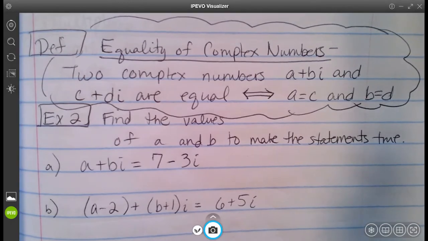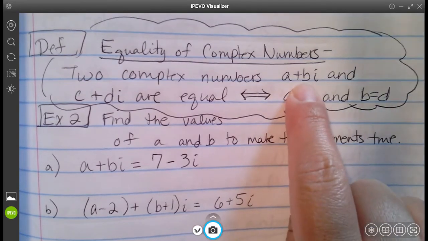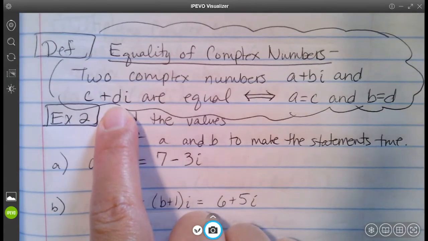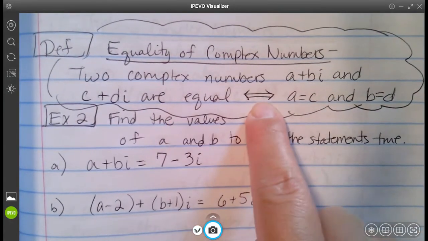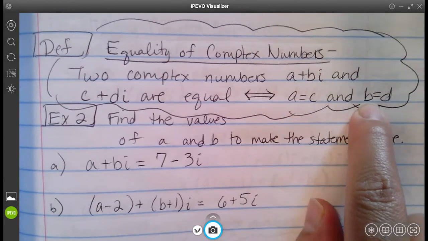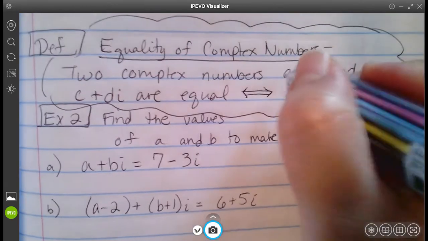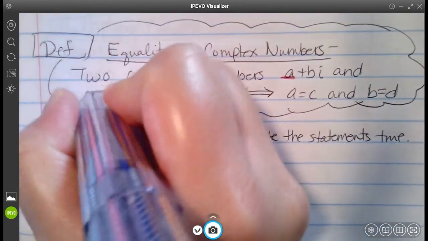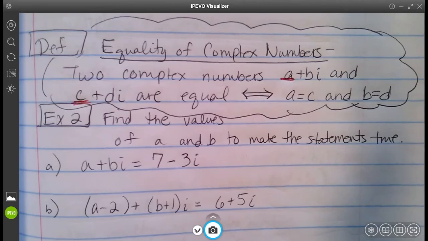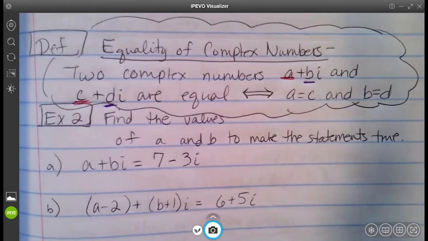Okay, so now we have the definition of equality of complex numbers. So we say that two complex numbers, a plus bi, which is the form that we had on the other side, and another one, c plus di, are equal if and only if, okay, this notation here means if and only if, so we're going to start using that one as well, a equals c and b equals d. In other words, let me try to match this a little bit. So this number is equal to this number, okay? And the other number is equal to the other number.